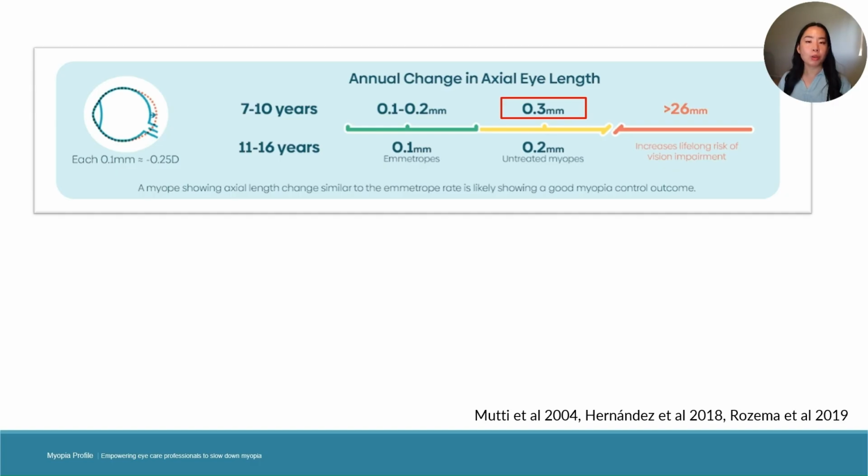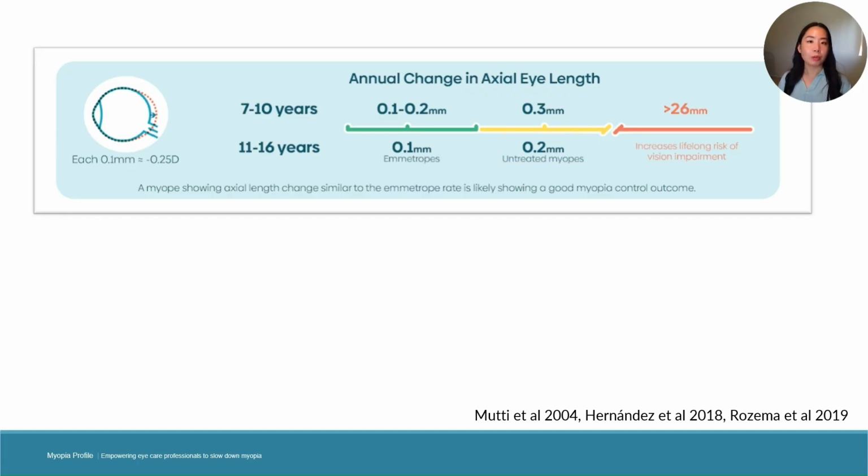An older emmetrope, around 11 to 16 years of age, would continue to have growth of 0.1 millimeters per year, whereas an untreated myope would experience 0.2 millimeters of axial length growth per year.